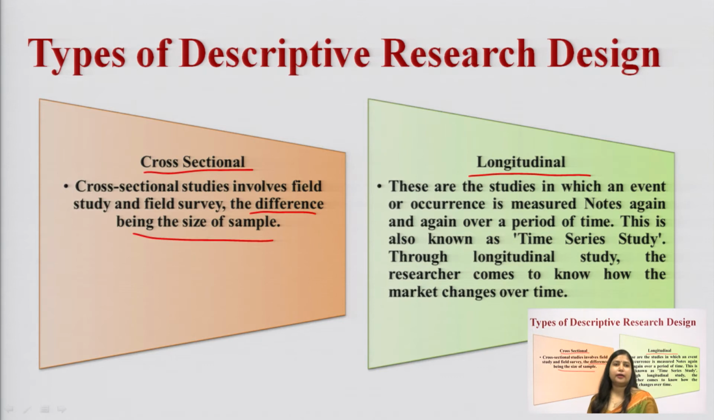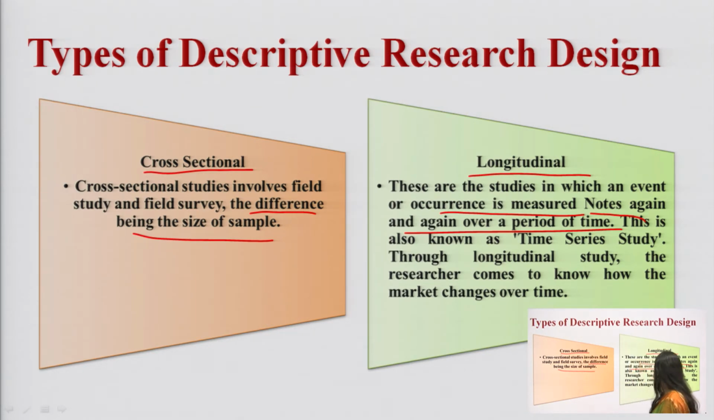A cross sectional study is carried out at one particular point of time, but the longitudinal study is a study in which events and occurrences are measured and noted again and again over a period of time. This is a kind of repetitive study. It happens once, then after some period of time you conduct that study again, and this is also known as time series study.